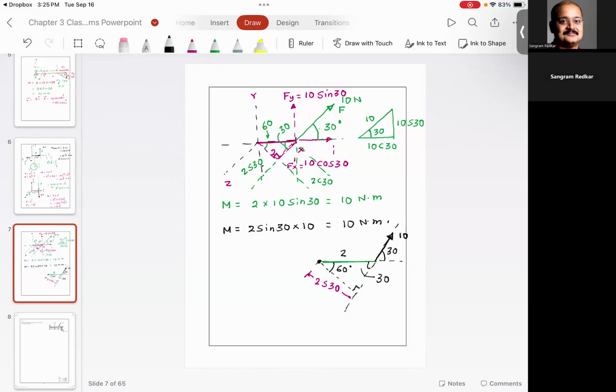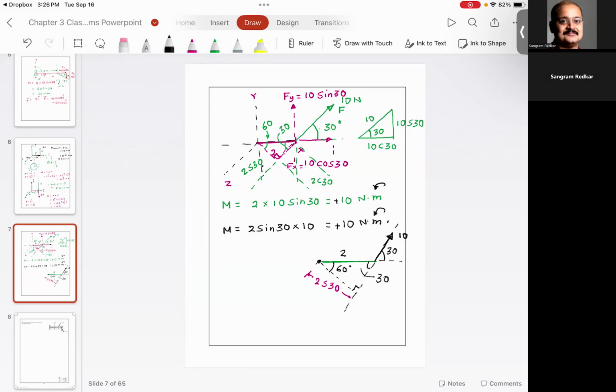Can you see the force Fy is going up? Curl your fingers in the direction of the moment. Force times the radius. Curl your fingers in the direction of movement. Thumb is pointing in the positive z-axis, so the moment will be positive. So you can just say something like this, positive sign. It's always good to show the direction.